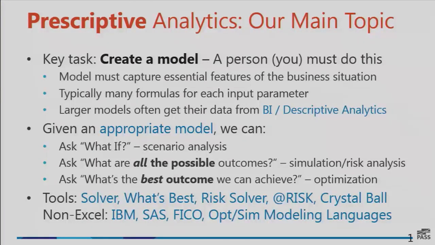So here are some tools. Solver has been around for a very long time and is built into Excel. What's Best is a commercial product that's an alternative. Our Premium Solver is like the next step up from Solver that we offer. And those are for optimization. And then Risk Solver and @Risk and Crystal Ball are all popular products for Monte Carlo simulation and risk analysis. You can find all these things on the web. And then outside Excel, there's a whole universe of these too, from IBM, SAS, FICO, that's the same company that does the FICO scores. And there's a set of these optimization and simulation modeling languages. And the modeling language is really an alternative to the Excel formula language.